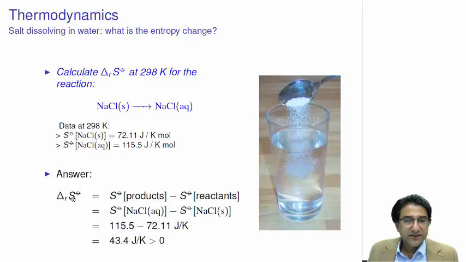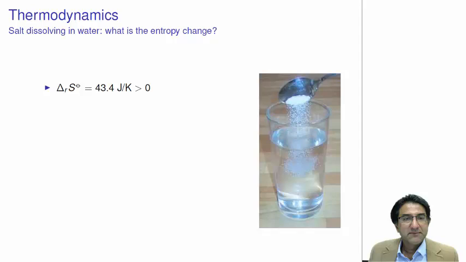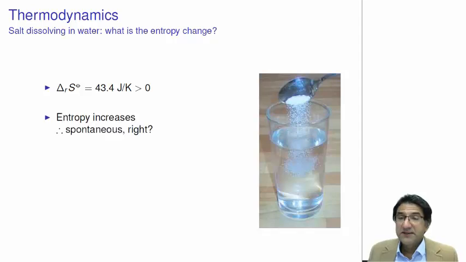So we can calculate delta S for the reaction. Delta S for the reaction at standard conditions is S for the products minus S for the reactants. So that's the subtraction of these two quantities, which gives us a positive number, 43.4 joules per Kelvin, which is bigger than 0. So that would indicate, it would seem, that salt dissolves in water. So it's spontaneous, right?